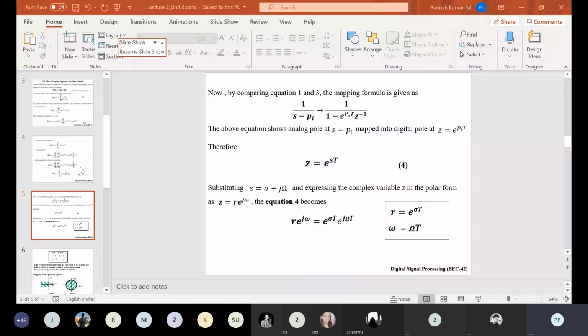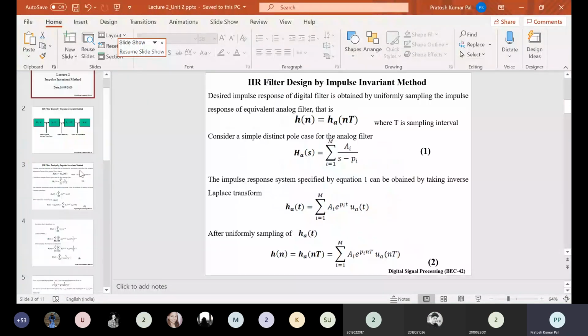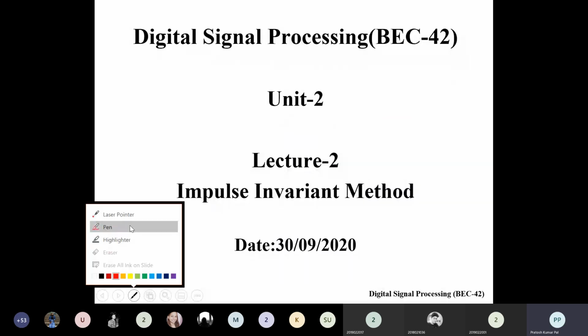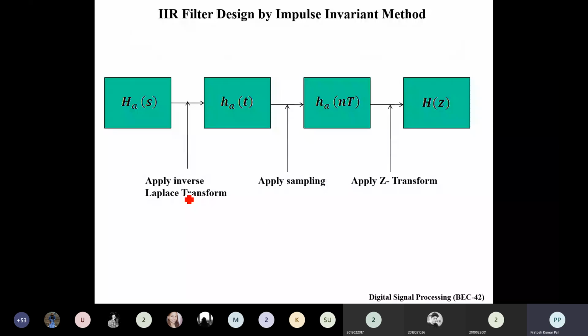Next we will see the next method, that is the impulse invariant method. In that method we will consider the conversion of analog filters into a digital filter by using the impulse invariance method. Here is the step-by-step method that we need to follow, similar to the steps in the previous one.